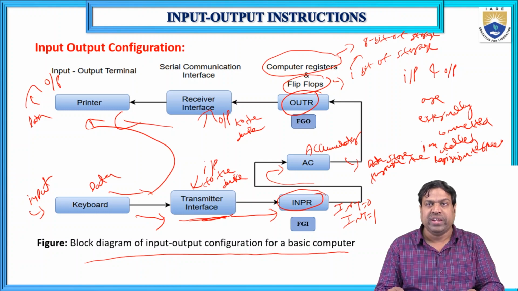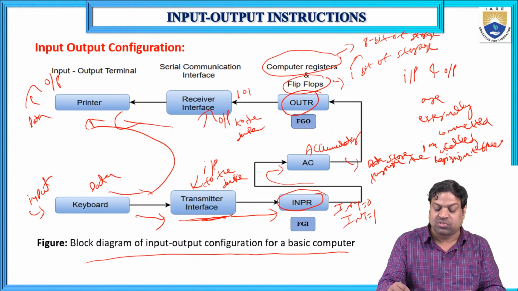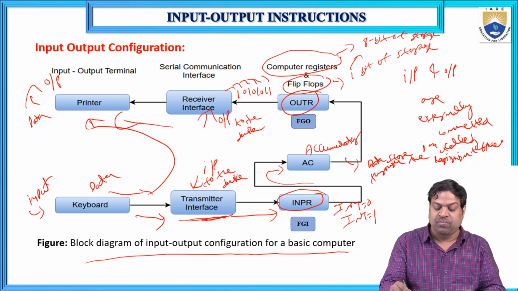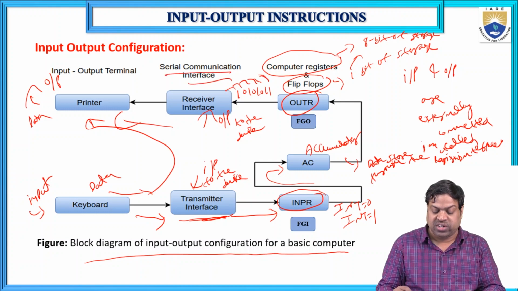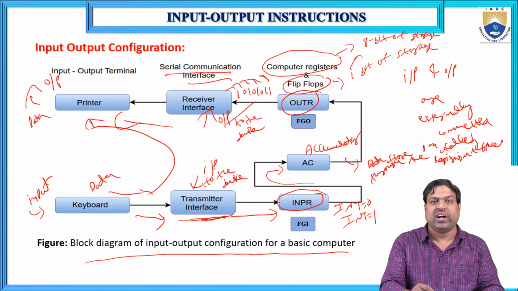So we need one interfacing. Which type of interfacing? I need serial communication interfacing, not a parallel one. Serial means 1 by 1. One bit is transferring first, 1 0 1 0 1 0 1 1 like this. So bit by bit will be transferring like this. It is a serial communication interfacing. So keyboard, transmit interfacing, interrupt register, accumulator, output register, receiver interfacing, and printer.